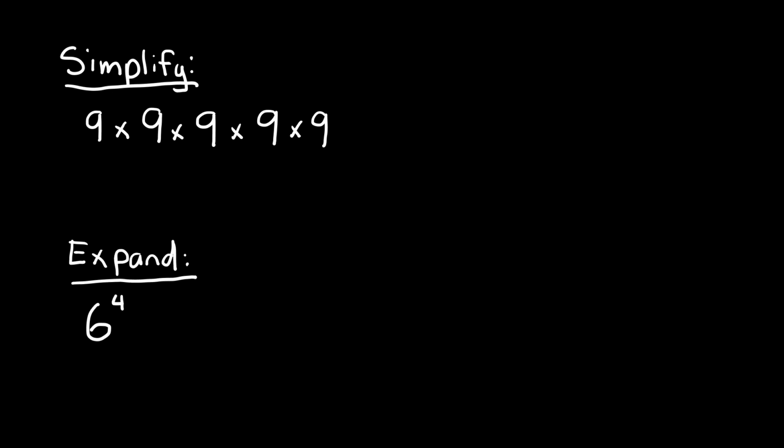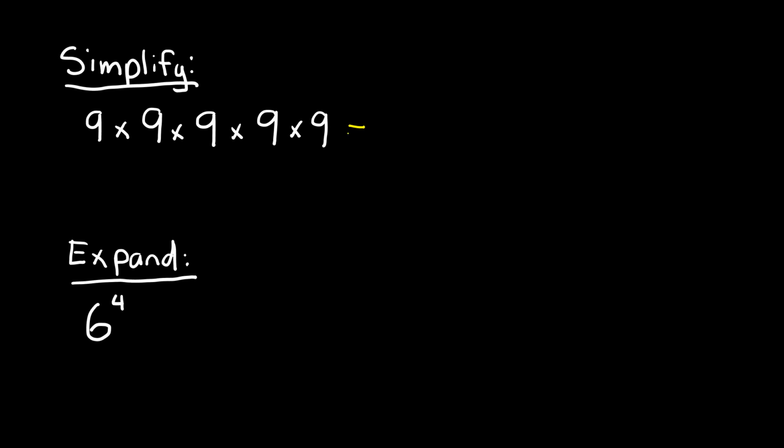Our first example is to simplify 9 times 9 times 9 times 9 times 9. In math, when we mean simplify, it means to shrink it so that it looks beautiful. How do we shrink this expression? We notice that the 9's are repeatedly being multiplied a couple of times. We can use exponents to simplify this expression.